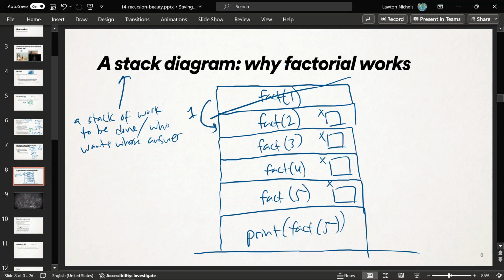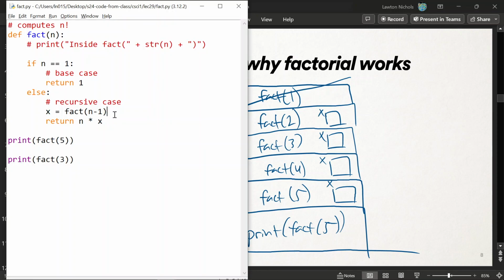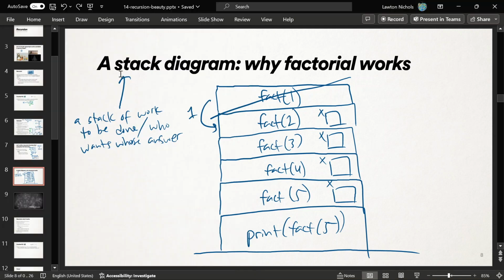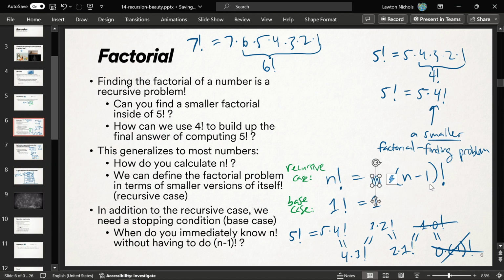And now its work is done. I should be erasing it, but I'll just draw a slash to mean that fact of 1 is finished, and now it's fact of 2 who's the star of the show. Fact of 2 is in charge again. So fact of 2 just got an answer back for fact of 1. See that? And it's storing it in its x variable. Got 1 back. It's going to place that in its x variable. That's its 1. I know now how to calculate the factorial of 2. I'll multiply my 2 by 1 factorial, which I know the answer to now.